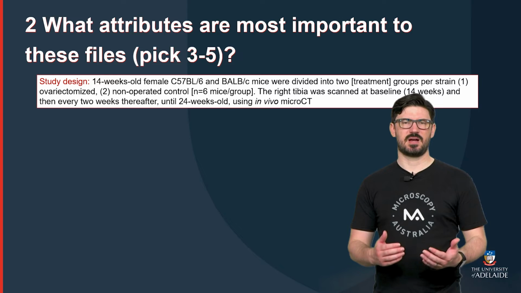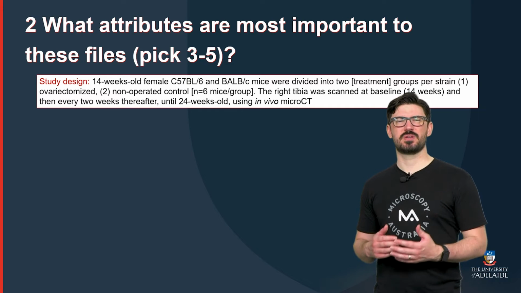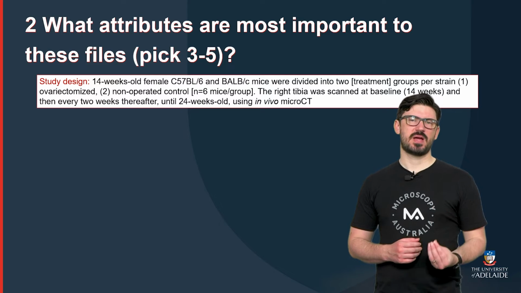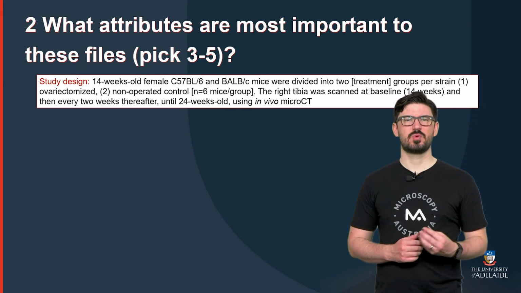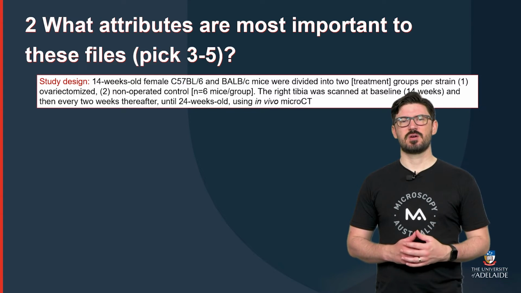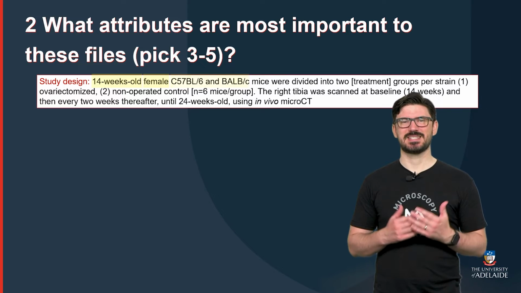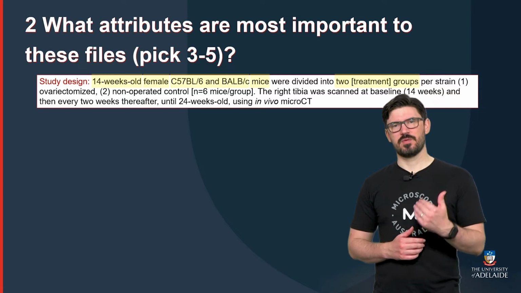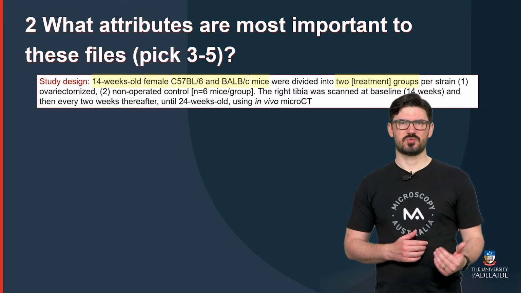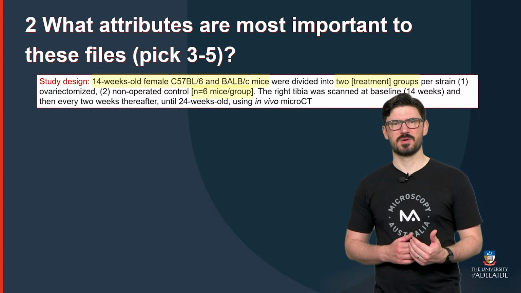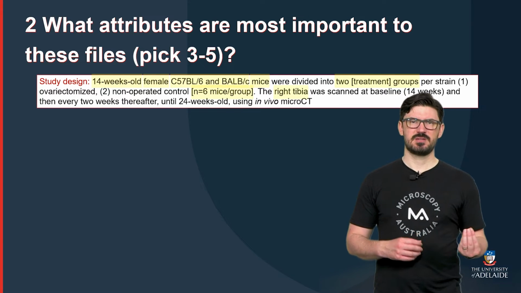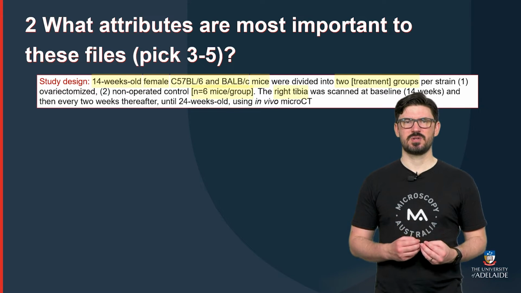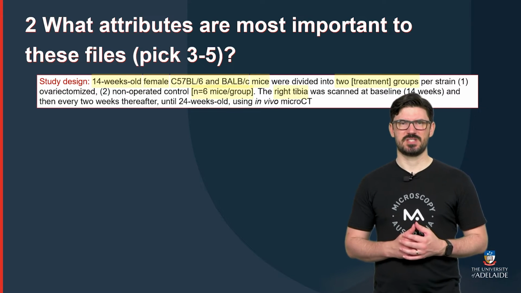In step 2, it asks, what attributes are most important to these image files, and to pick between 3 and 5. And this is where I'll now refer to the study design, which states that 14 weeks old female C57 black 6 and BALB/c mice were divided into 2 treatment groups per strain, ovariectomized and non-operated control, with 6 mice per group. The right tibia was scanned at baseline, so 14 weeks old, and then every 2 weeks thereafter until 24 weeks old using in vivo micro-CT.